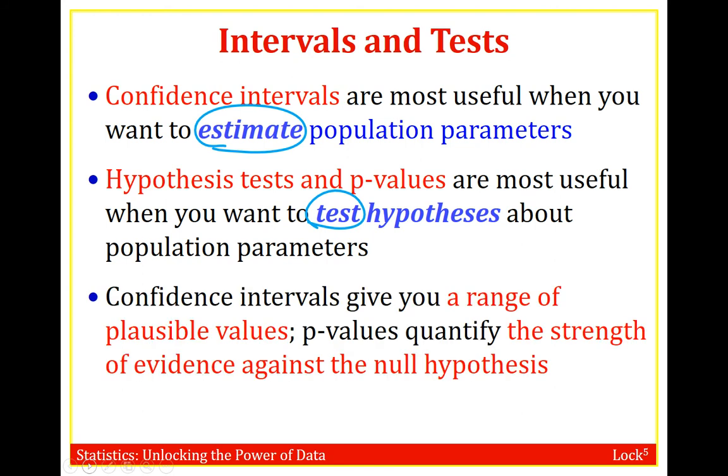Confidence intervals give you a range of plausible values. P-values quantify. A range is not the same thing as quantification or evidence. Those are two different things.